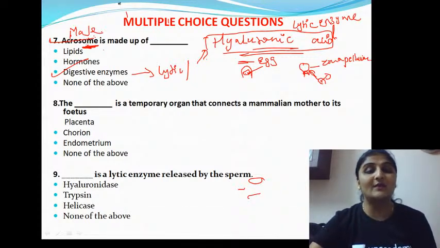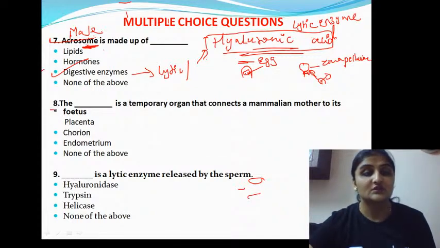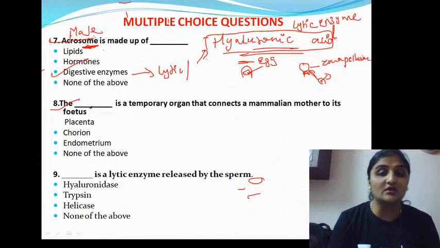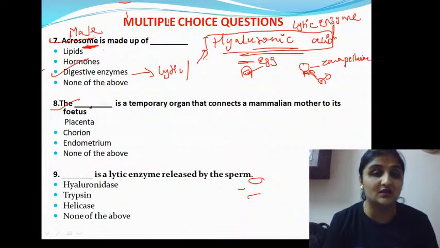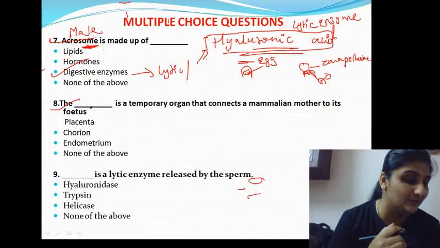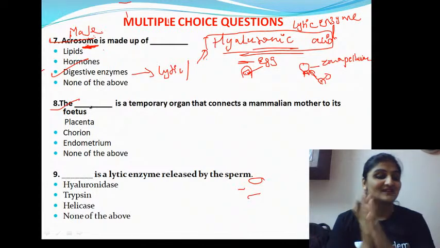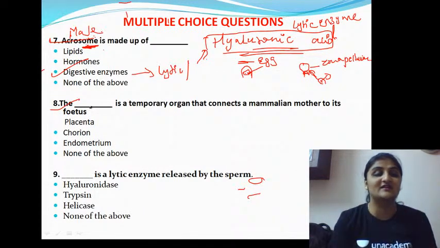Let's quickly move to the next question. The dash is a temporary organ that connects a mammalian mother to its fetus, students. Quickly. Come on, come up with the answers. I am waiting for the answers. Let's go, hit the right one.